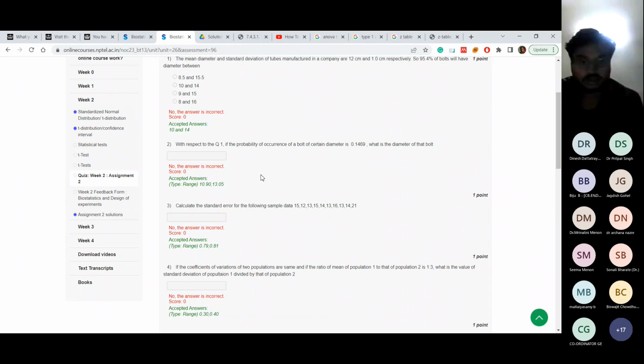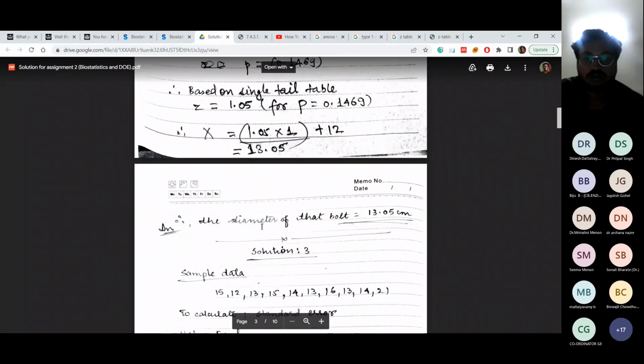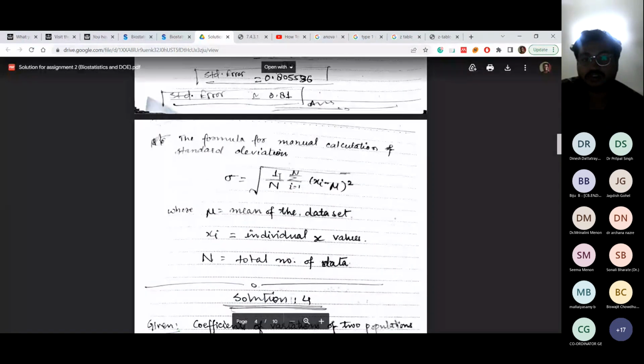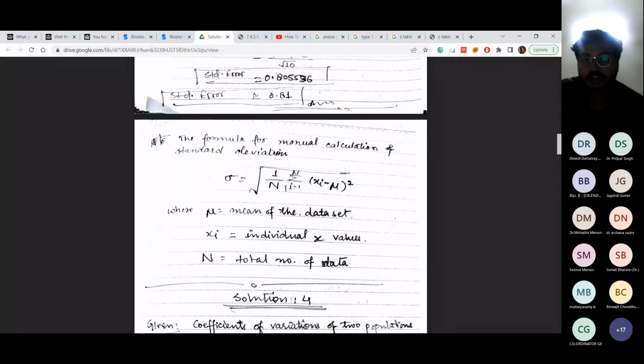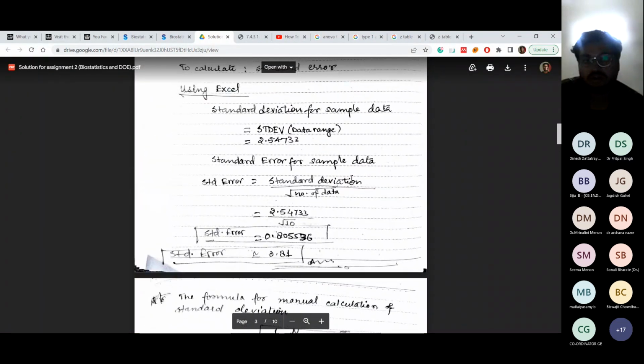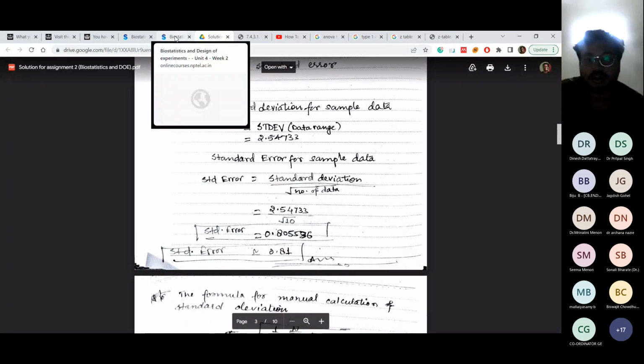For the third question, it's directly asking to calculate the standard error for the following sample. So all we need to do is find the standard deviation and then divide it by the root of the number of data points. The standard deviation you can calculate using this formula: 1 by n, sum of the data points minus the mean of the data, whole square, and then take the whole root. It's mostly calculation. Direct formula.